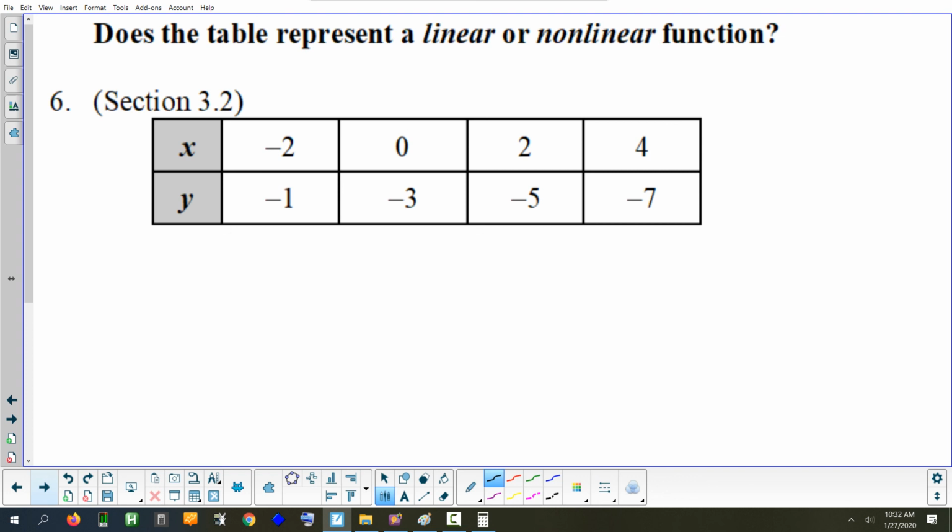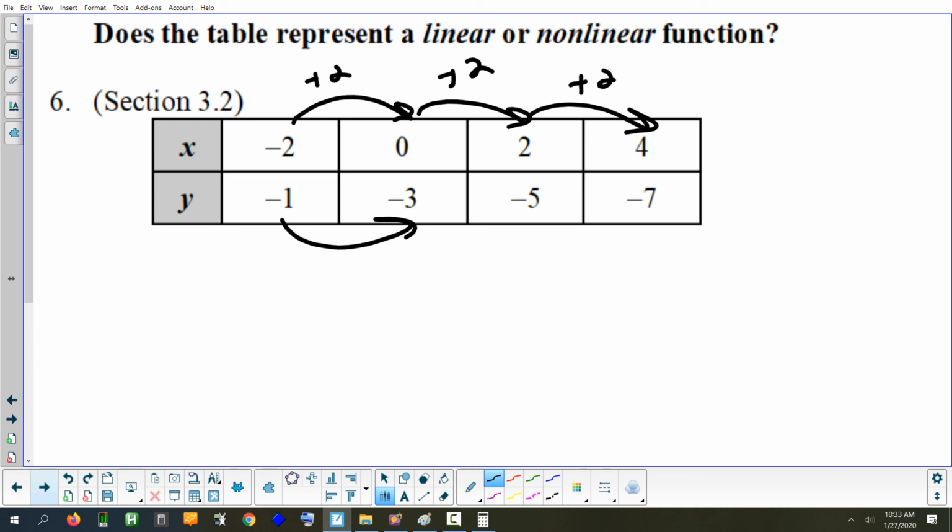Okay, number 6. Does the table represent a linear or nonlinear function? Linear. Okay, so the key, if it's linear, means there's a pattern. And the pattern is you add or subtract the same number over and over. So, what do you add to get from -2 to 0? 2. Let's check. What do you add to get from 0 to 2? 2. What do you get when you go from 2 to 4? Plus 2. Okay, so what that means is right now we have a pattern in the x's. You also have to check the y's.